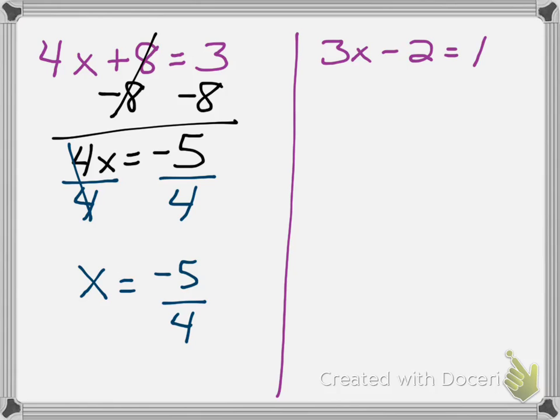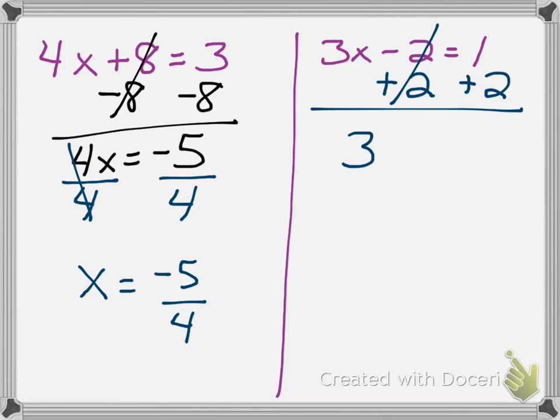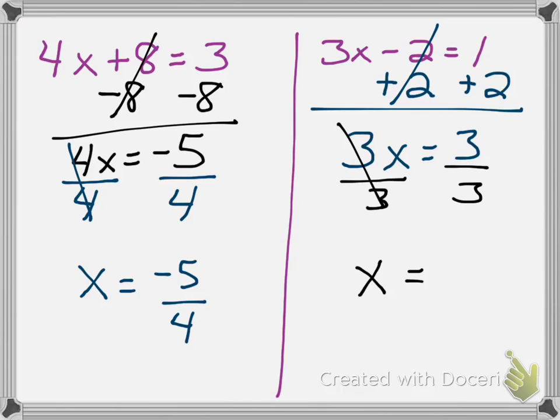My next example is 3x minus 2 equals 1. I have a minus 2. Opposite is plus 2. What I do to one side, I do to the other. My numbers cancel. 3x equals 3. I have an x and a 3 together, so in order to finish the problem, I need to divide each side by 3. My 3's cancel. X equals 3 divided by 3 gets me 1.